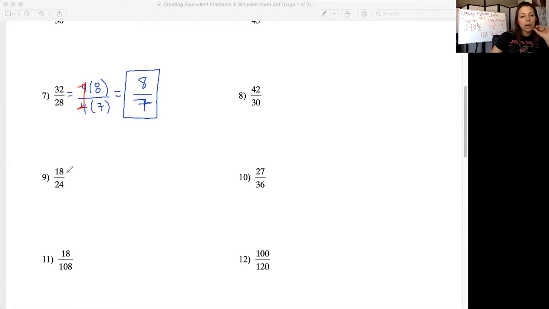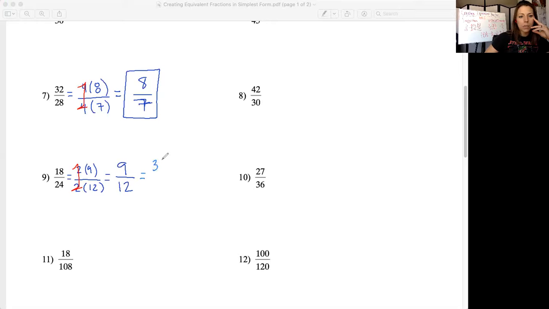18 and 24. Well, I know 2 goes into 18 and 24, so let's start with that. 18 is 2 times 9. 24 is 2 times 12, so that created a big 1 of 2 halves. And then that leaves us with 9/12. 9/12 doesn't seem like it's fully simplified. 9 is 3 times 3, and 12 is 3 times 4. So I can keep going here, so I'm not quite done.